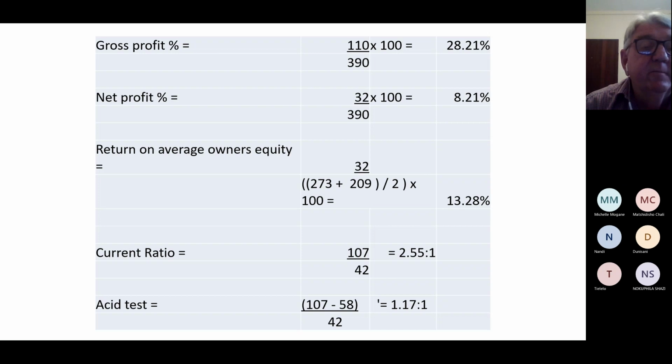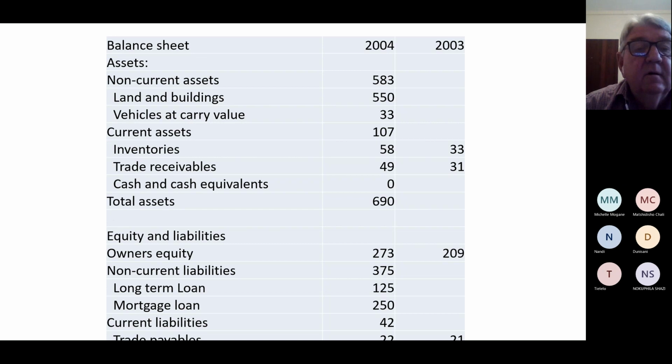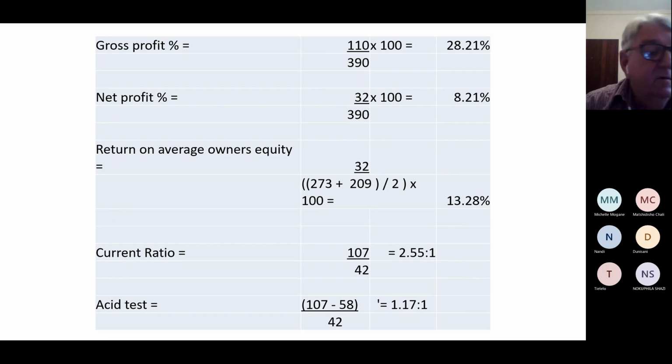Then you get your net profit percentage. Again, it's your net profit, 32, divided by your sales of 390 times 100. And that will give you 8.21%. Okay, so that's your net profit percentage.